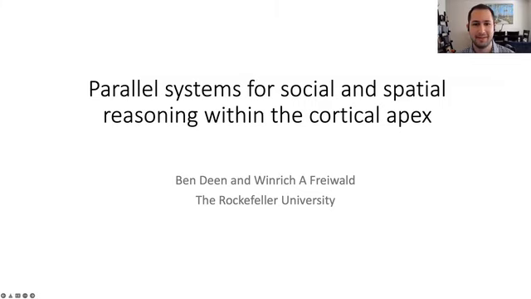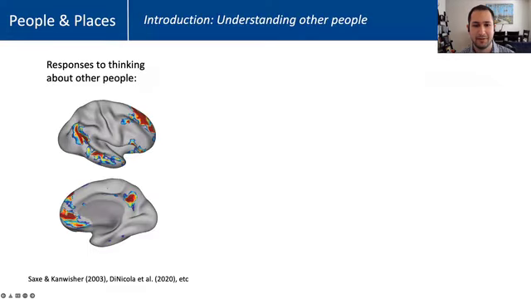Hi, my name is Ben Dean. I'm a postdoc in the Freiwald lab at the Rockefeller University. Today I'll be talking about systems for social and spatial reasoning in the human brain. So I'm interested in how we understand other people, their behavior, and their internal mental states.